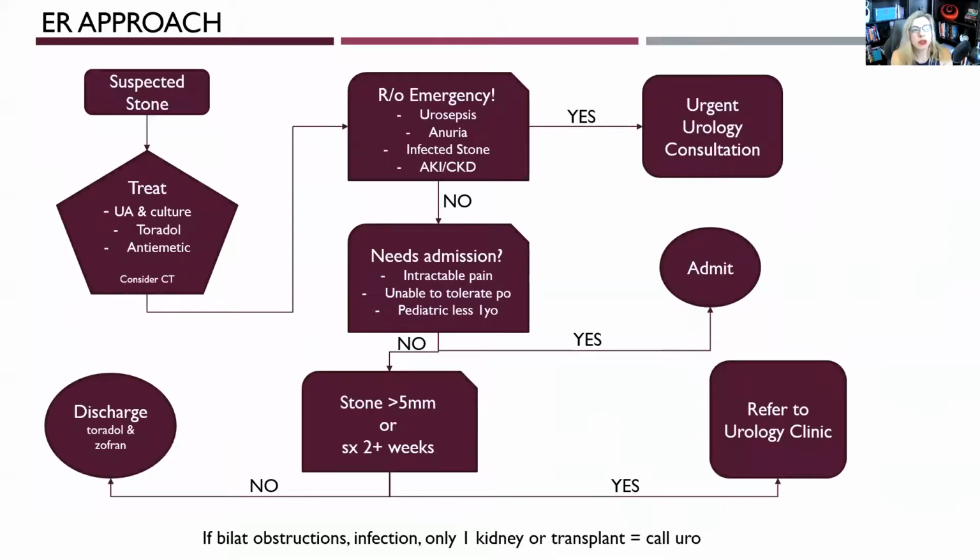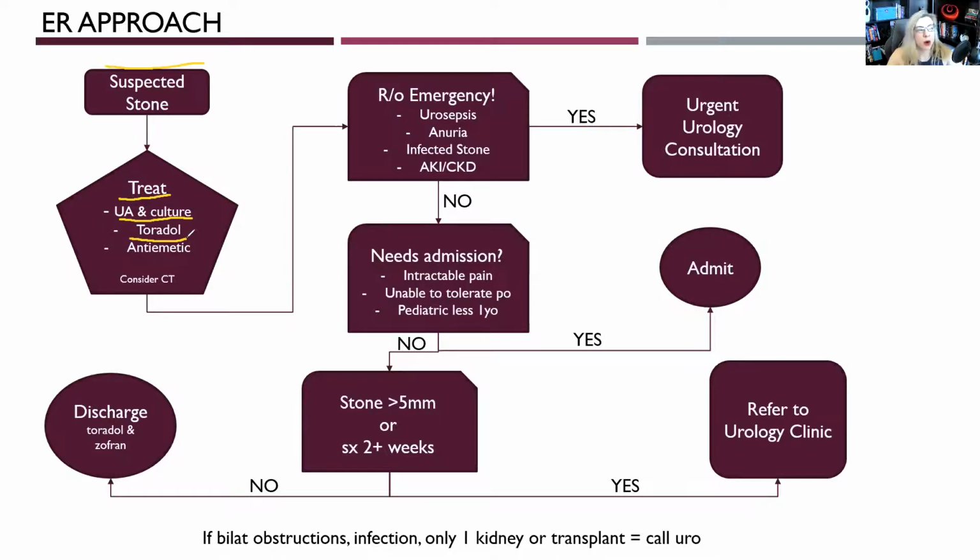All right, here is my overall homemade ER approach on a stone. I'm going to walk you through this once, and you will have access to these slides, or you can always take a screenshot. So let me start with, we have this suspected stone. Because it's a clinical diagnosis, we're going to go ahead and treat. We may or may not order a urine and a urine culture. We're probably going to give Toradol, which is the gold standard drug of choice. IV Toradol, not opiates for kidney stones.